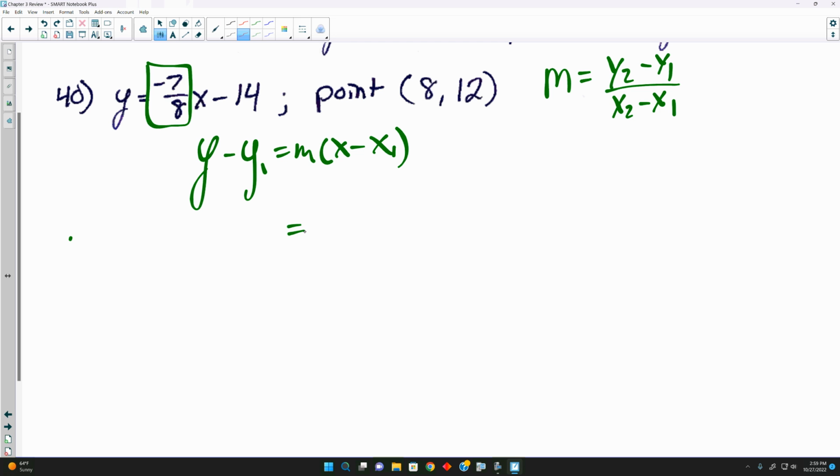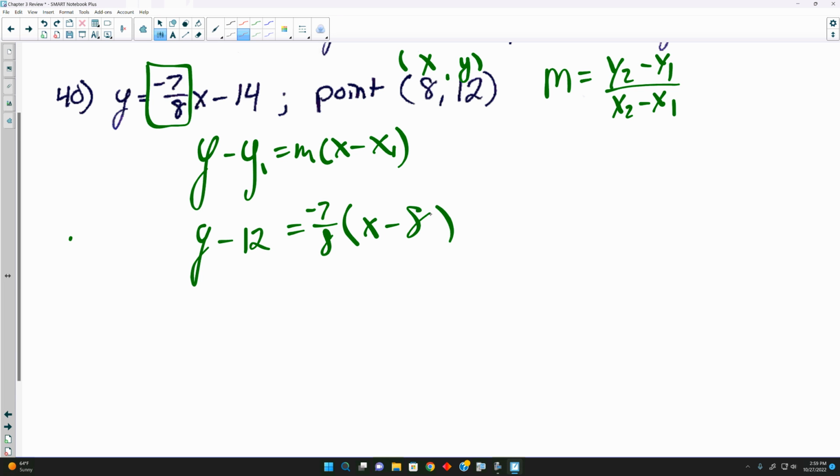So they gave us the slope of negative 7/8. The slope for our new line is still going to be negative 7/8. Because if they're parallel, they have the same slope. Parallel lines have the same slope. Our point is always going to be in the form of x comma y. So the y value is, and the x value is 8. Now we just need to get it in the form of y equals mx plus b.